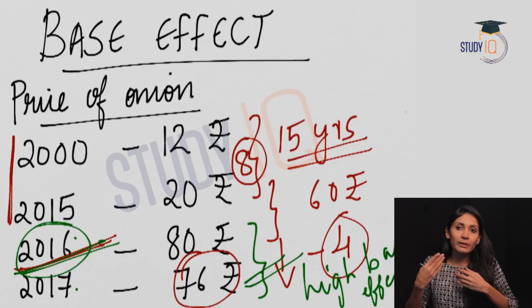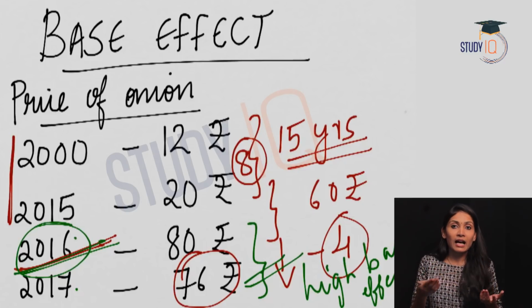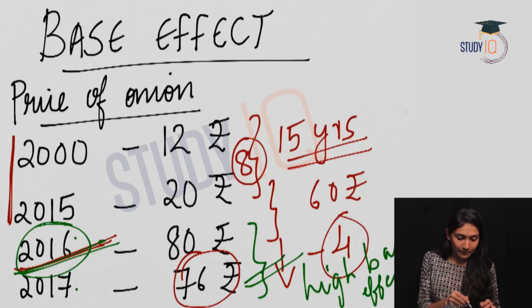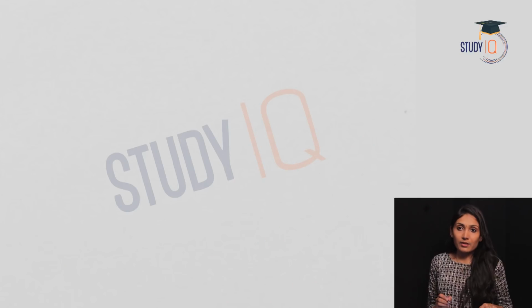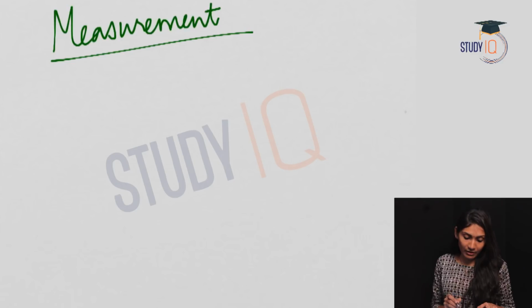But if we consider many years previously, we will understand that still the price of onion is high and still the price is highly inflated in the economy. So this is known as the base effect. So now coming back to measurements of inflation, we have two measurements of inflation.